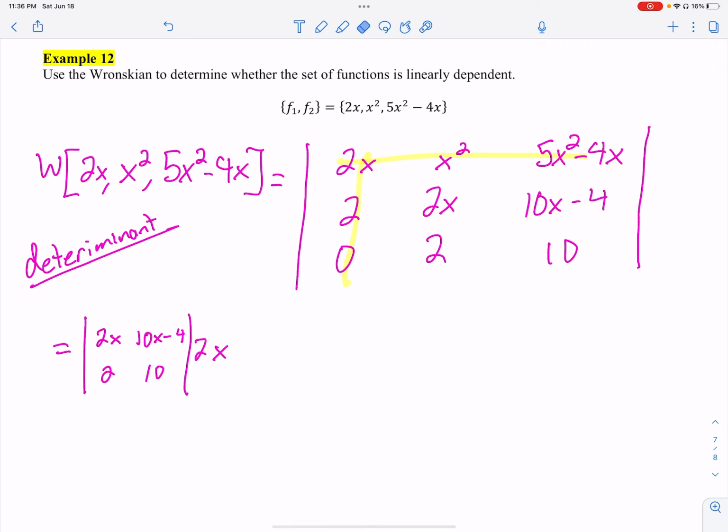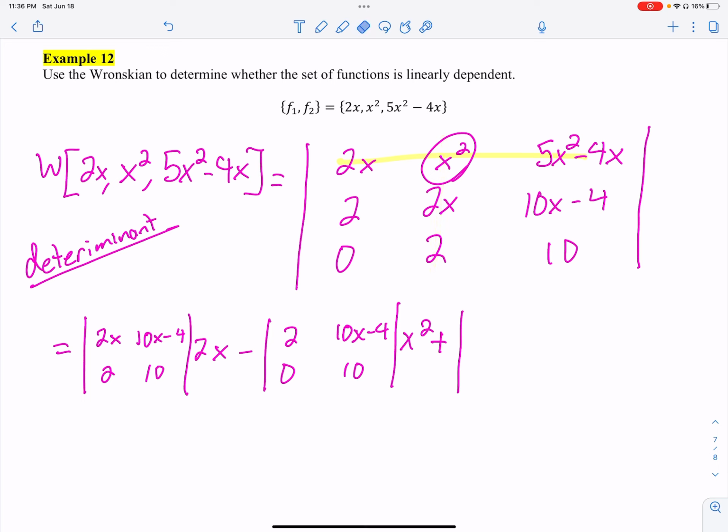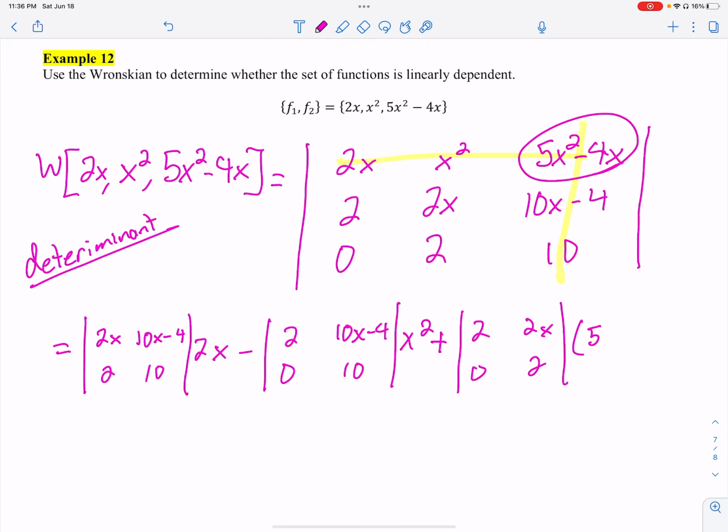But what we do next is, we put a minus here, cover up that middle one, write down what was not covered up, 2, 0, 10x minus 4, and 10. And then we put the intersection there, multiplied. Then plus, it's always minus plus, right? Then I cover those up, and I cover the third column, and I write down what's left inside there, 2, 0, 2x, 2, and then whatever the intersection there, 5x squared minus 4x is, we multiply.